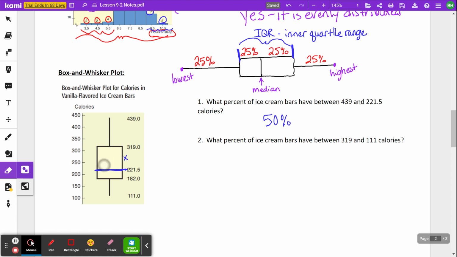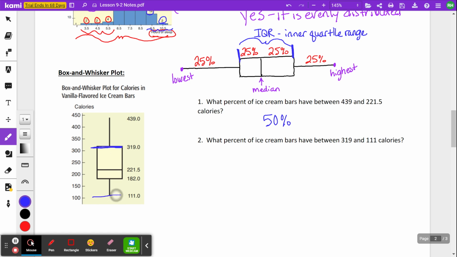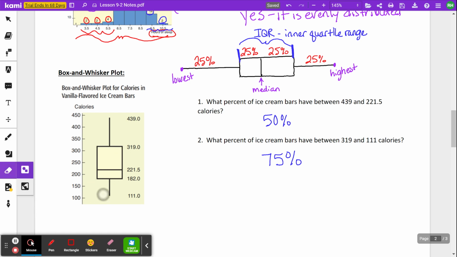Okay. Then, if we look at the next question, it says, what percent of ice cream bars have between 319 and 111 calories? Okay, so now we're here, and 111 is down here. And we've got this section, and this section. So if they're each 25%, together it's 75% of the data. Okay? So just keeping all those values in mind, the parts of the box and whisker are the most important. All right?